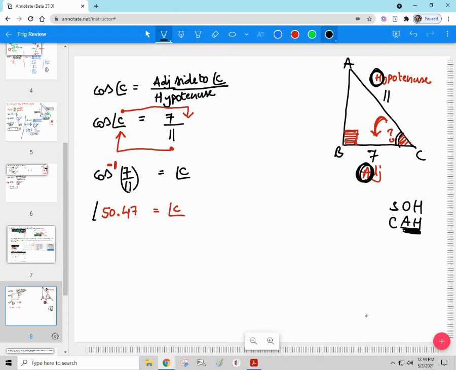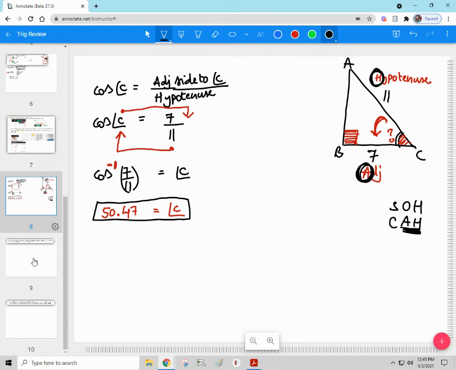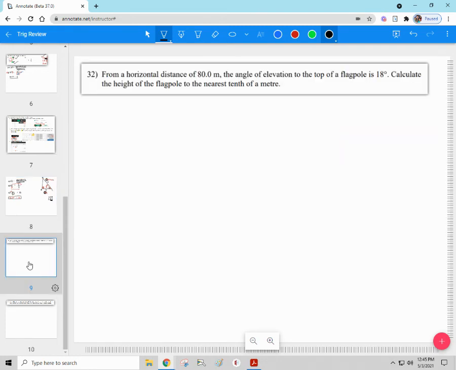Anyhow, this is a revision session, so I'm showing only one example of how to use the inverse trig ratios. By the way, all the instructions are enclosed in the worksheet. You may refer to that, how to find sine inverse, cos inverse, and tan inverse. Let's quickly jump to a couple of word problems. From a horizontal distance of 80 meters, the angle of elevation to the top of a flagpole is 18 degrees. Calculate the height of the flagpole to the nearest tenth of a meter.